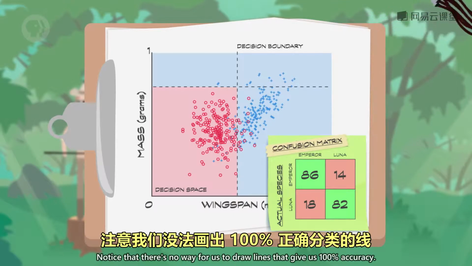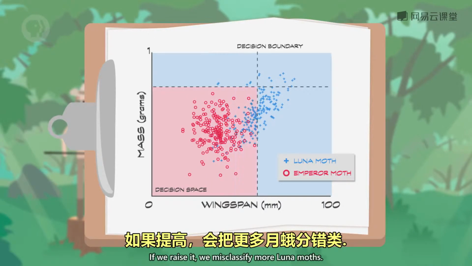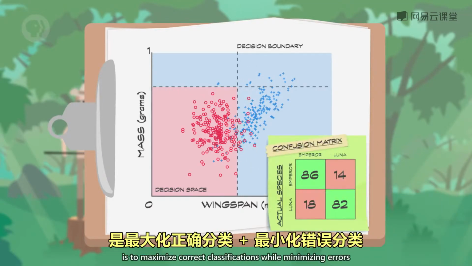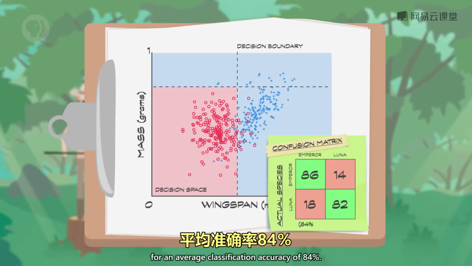Notice that there's no way for us to draw lines that give us 100% accuracy. If we lower our wingspan decision boundary, we misclassify more emperor moths as lunars. If we raise it, we misclassify more lunar moths. The job of machine learning algorithms at a high level is to maximize correct classifications while minimizing errors. On our training data, we get 168 moths correct and 32 moths wrong, for an average classification accuracy of 84%.